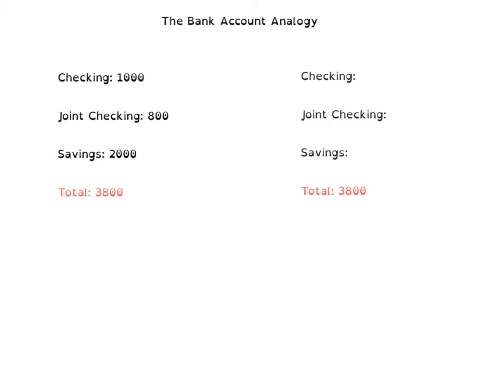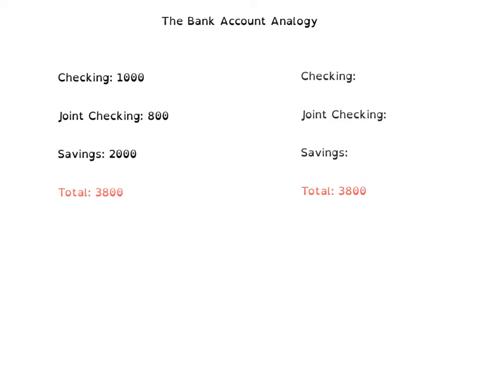So my bank account is composed of 3 different accounts. These aren't actual numbers, so don't be like, oh, Mr. Welch has $3,800 in his bank account. But my bank account has 3 different accounts within it. And those accounts sum to a total amount.